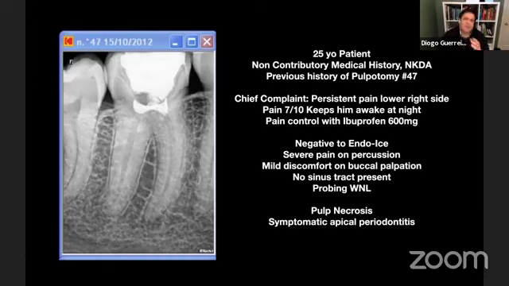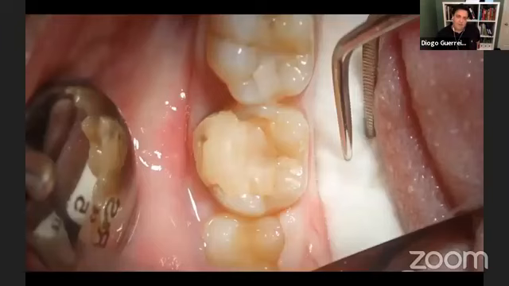There's a previous history of a pulpotomy with MTA, and he had persistent pain on his jaw. The tooth obviously tested negative to endo ice. There was severe pain on percussion, mild discomfort on buccal palpation, and no sinus tract was present, probing within the normal limits. So diagnosed with pulp necrosis and symptomatic apical periodontitis. Patient comes for treatment. This was a clinical image of what we found.